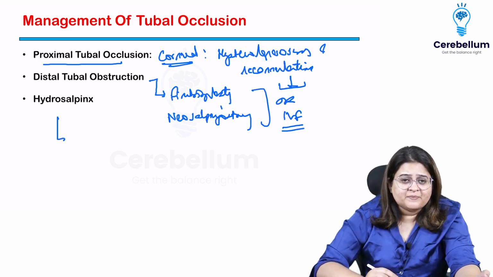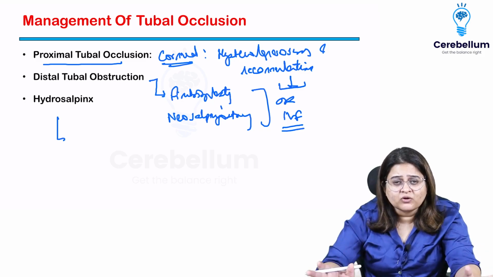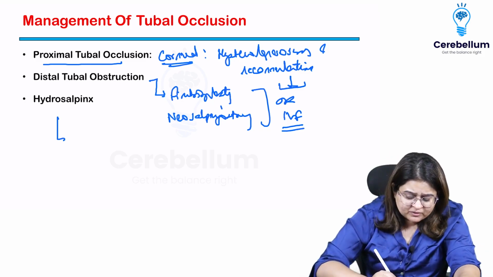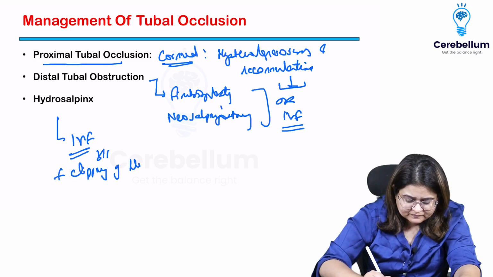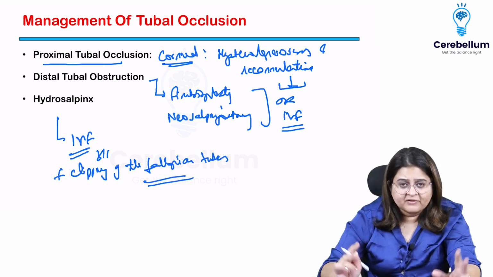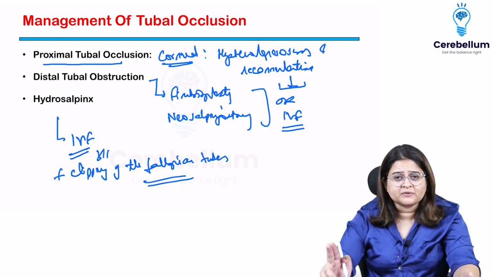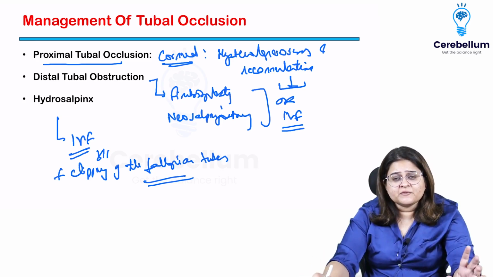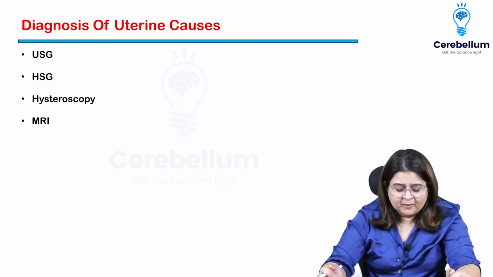If there is hydrosalpinx, that means both the tubes are now filled with fluid and they are not open. What will you do here? Here you will directly advise an IVF, but along with an IVF, you're going to tell them to clip the tube. So bilateral clipping of the fallopian tubes is also advised. You have to do a salpingectomy, that means remove the tubes, or clip the tubes at the cornual end, and it has been found that by doing this, the success rate of IVF goes up.